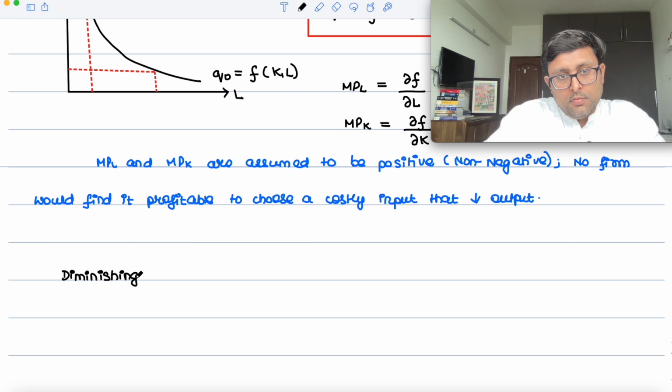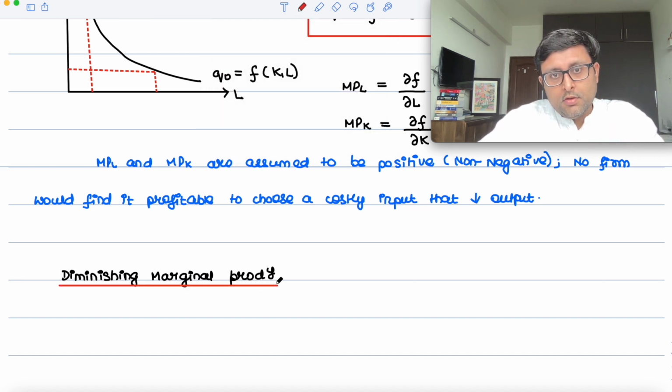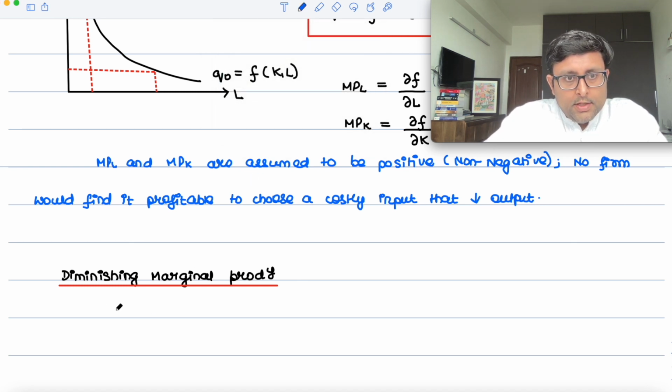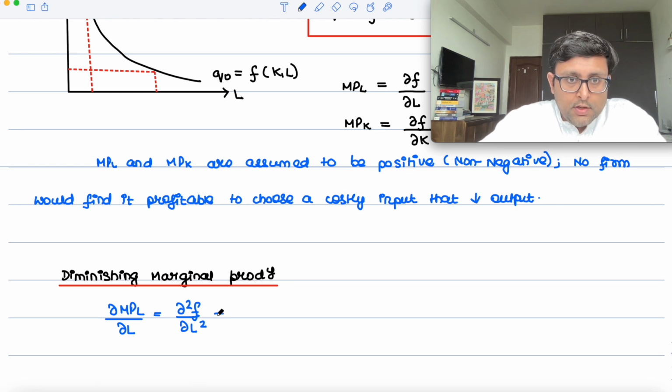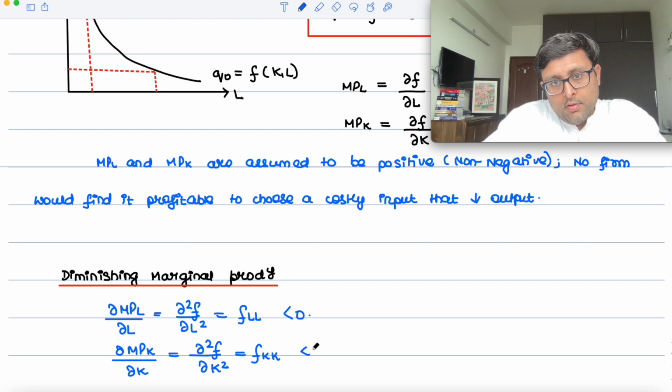Diminishing marginal productivity. So means what? That is del MPL by del L, that is your second derivative of the production function with respect to labor. That is assumed to be negative. Del MPK by del K is del 2F, that is assumed to be negative.